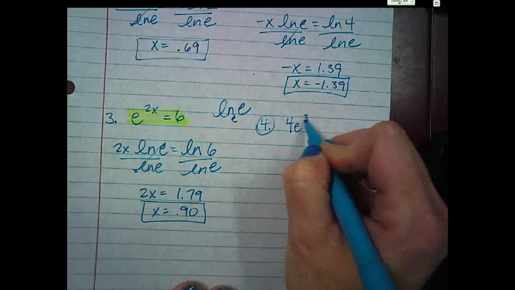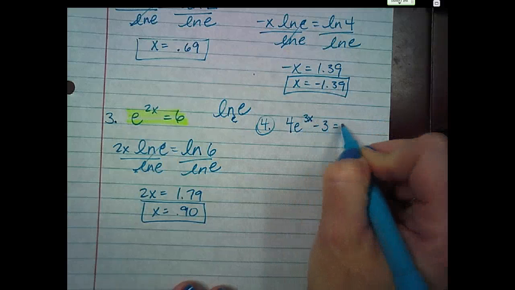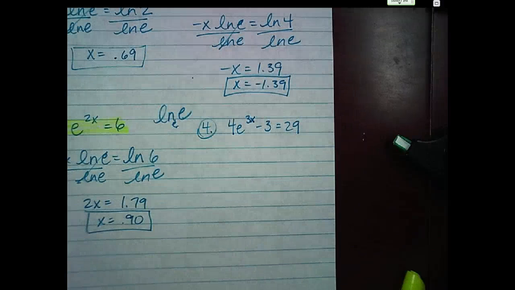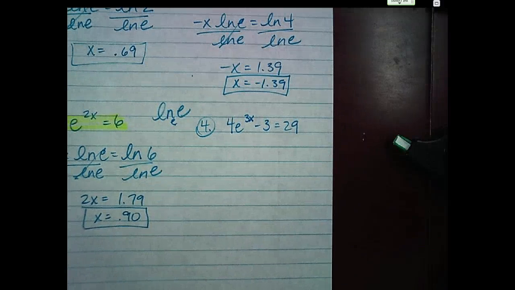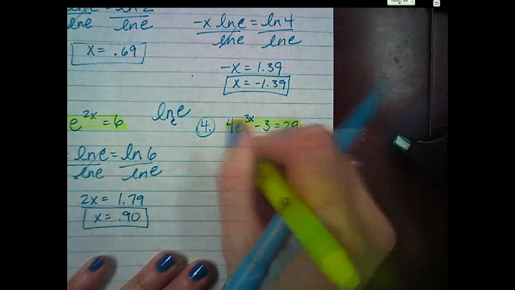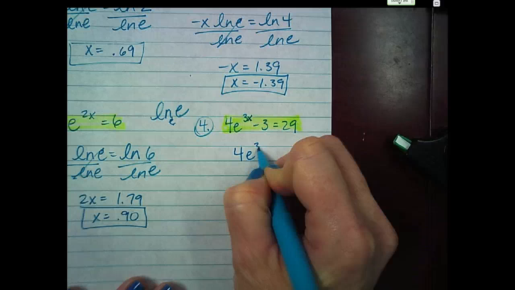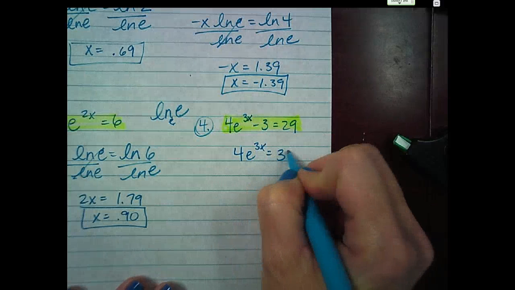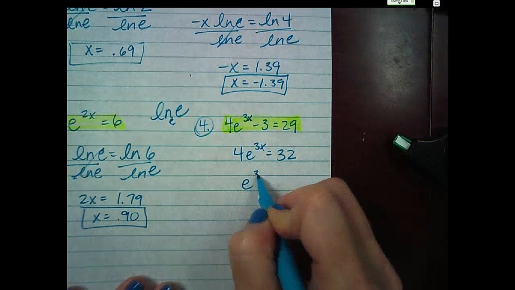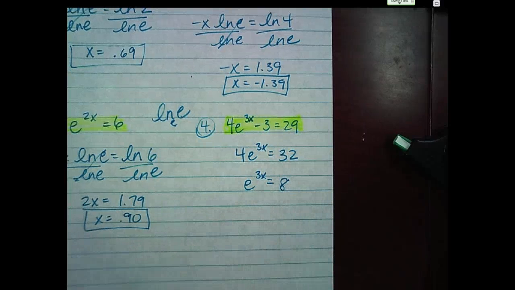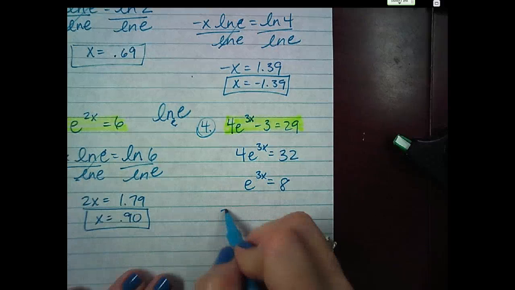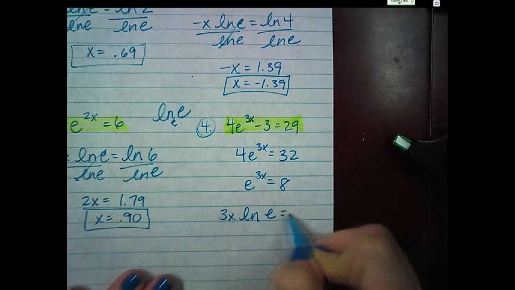4e to the 3x power minus 3 equals 29. It's a little bit like the bonus on the quiz. What do you think my first step would be? Move the 3. So 4e to the 3x equals 32. Now divide both sides by 4. So e to the 3x equals 8. Now to push the 3x in front, we'll take the natural log of both sides.